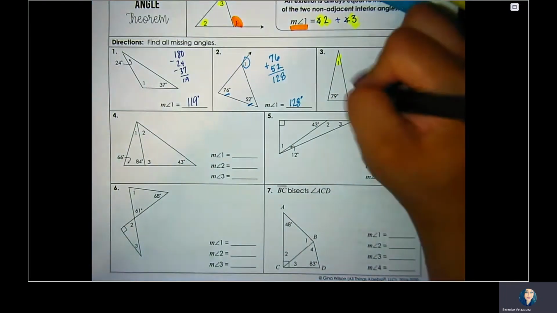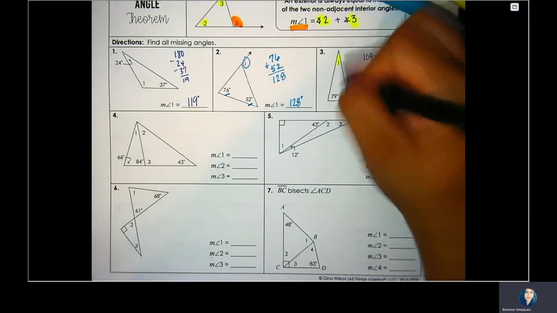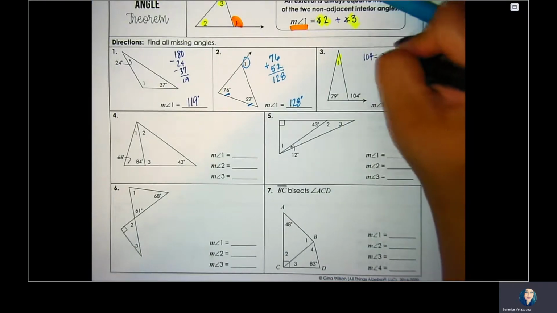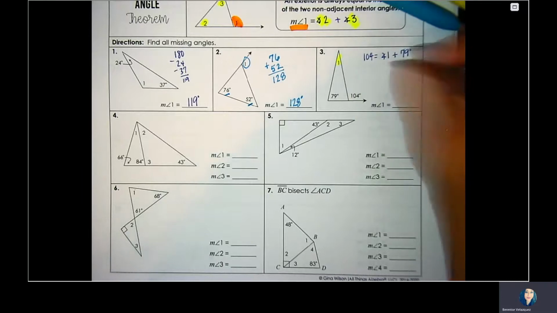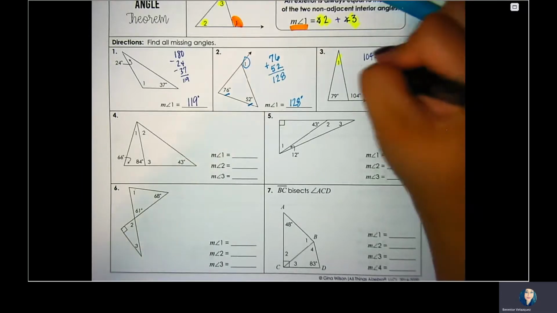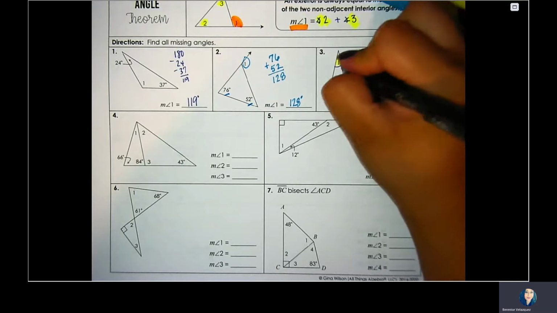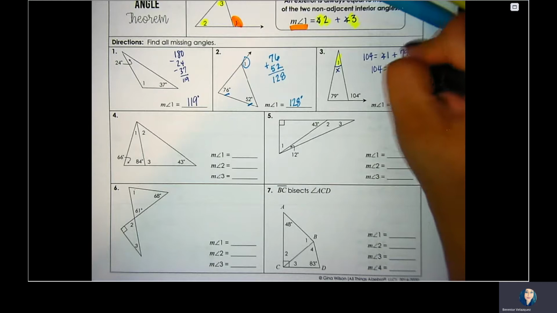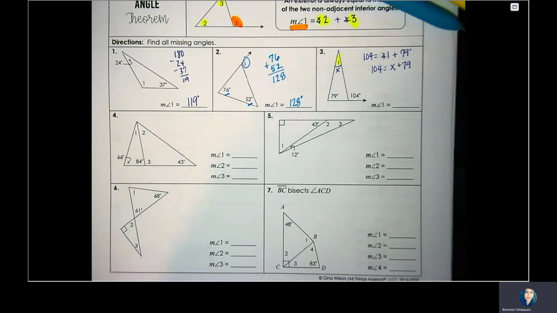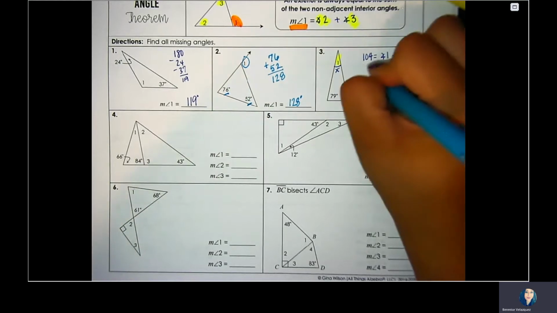So the measure of angle 1 was the one on the outside. So 104 is equal to, and then you add these 2 together. Angle 1 plus 79. Because we don't know what angle 1 is. So when we don't know something, usually we replace that with an x. So what you can do is you can put an x here. And then most of you guys could go from here. Once you replace that angle 1 with an x, you know that the next step is to subtract 79 on both sides.